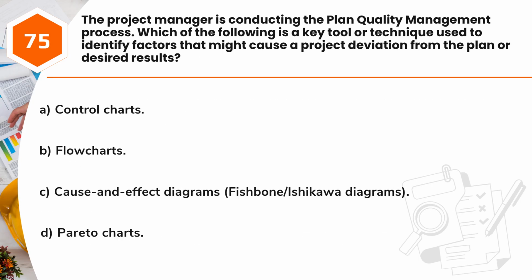Question 75. The project manager is conducting the plan quality management process. Which of the following is a key tool or technique used to identify factors that might cause a project deviation from the plan or desired results? A. Control charts. B. Flowcharts. C. Cause and effect diagrams, fishbone/Ishikawa diagrams. D. Pareto charts.